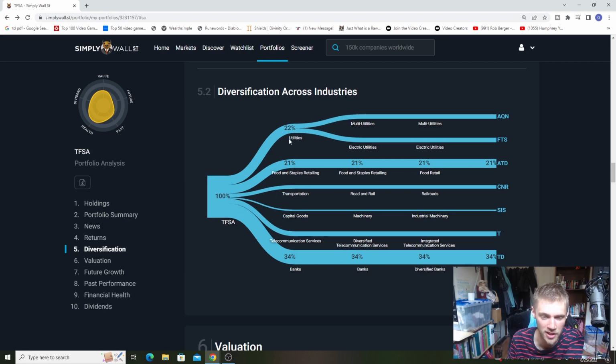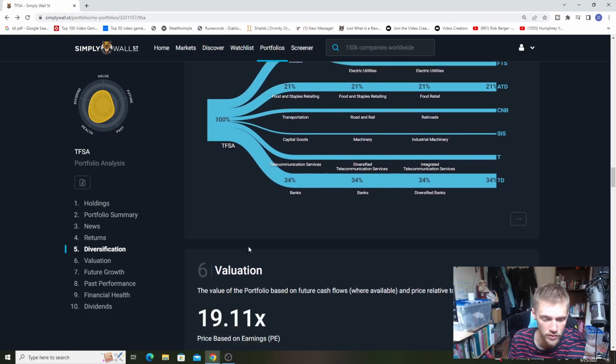So we have the TFSA. We have 22% in utilities. We can see that's Algonquin and Fortis. And again, these are individual stocks. So obviously our ETFs are a big basket of everything, but for our individual stocks, we have 21% in food and staples retailing, that's ATD. Transportation would be CNR. Capital goods would be, I guess, industrial machinery, that's Savaria Corp. And then telecommunications is TELUS. And then we have our banks, which is TD. So once again, kind of cool stuff you guys can check out.